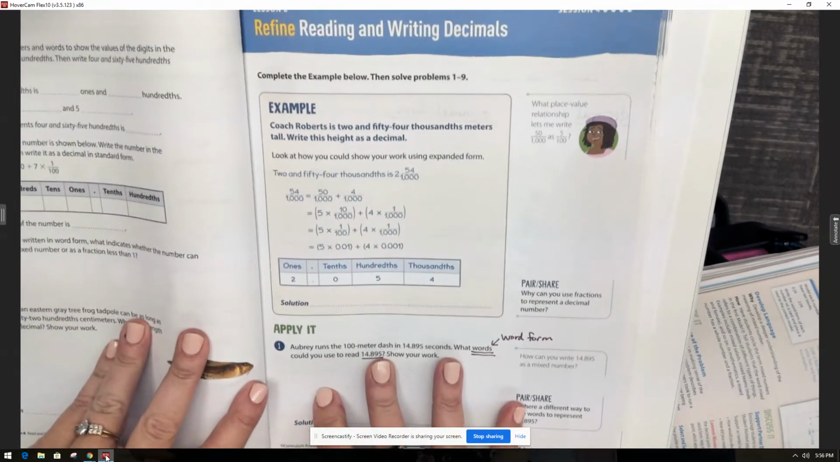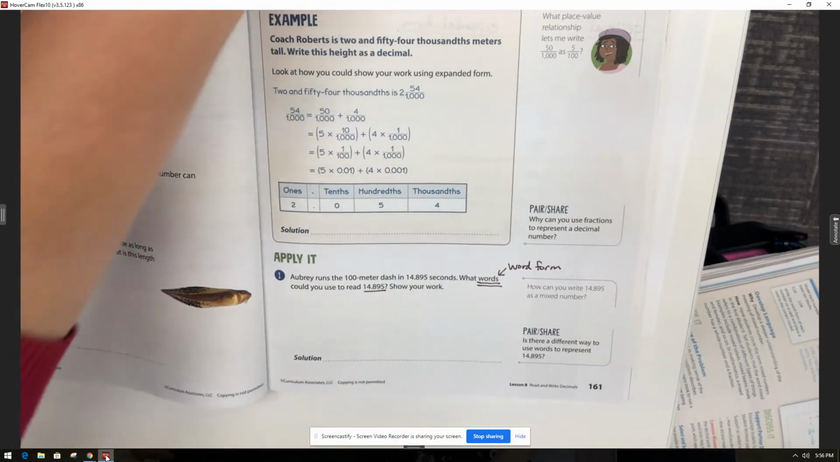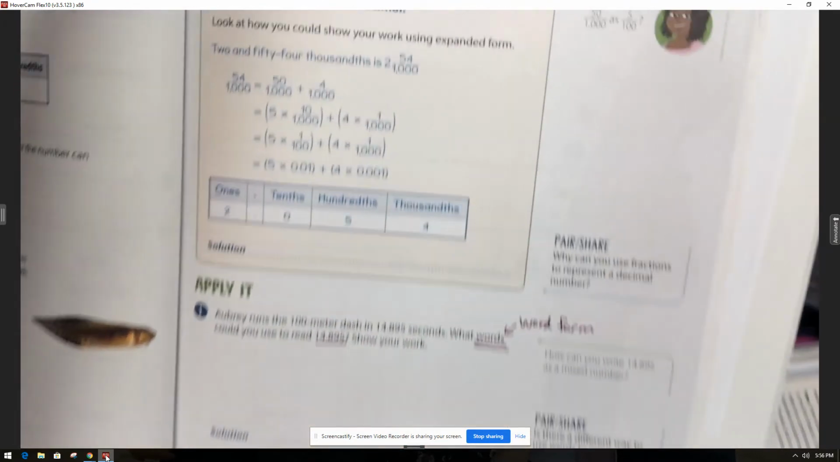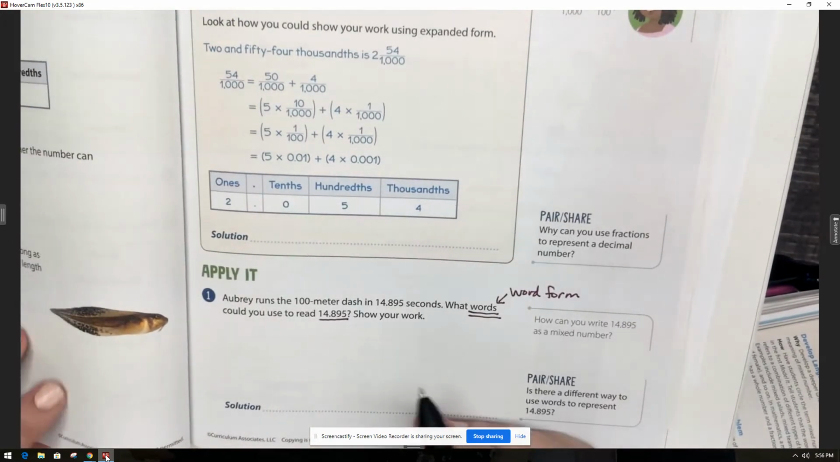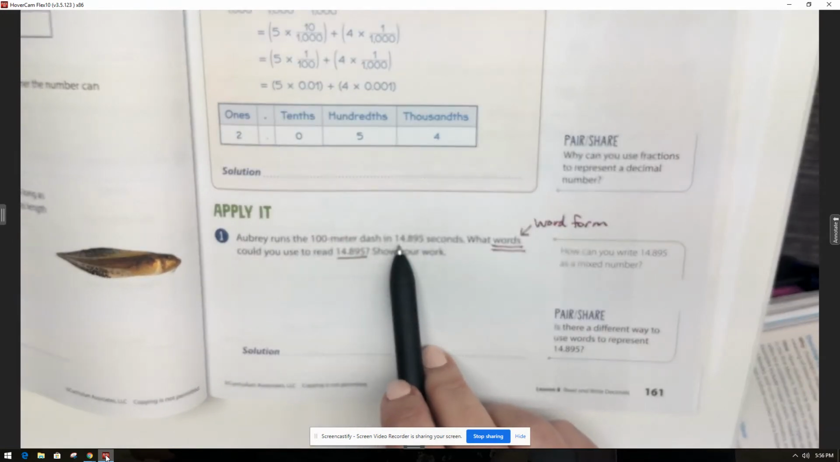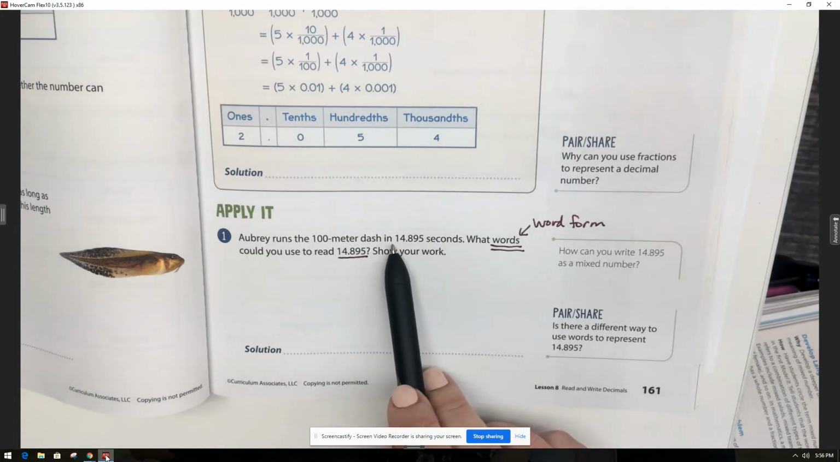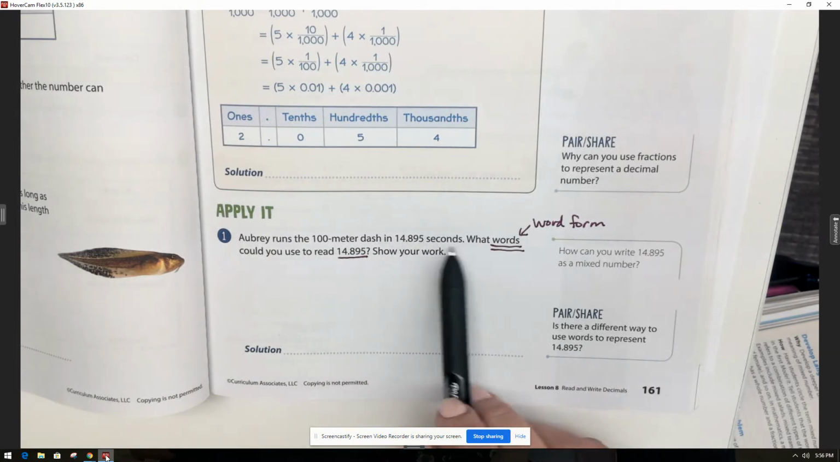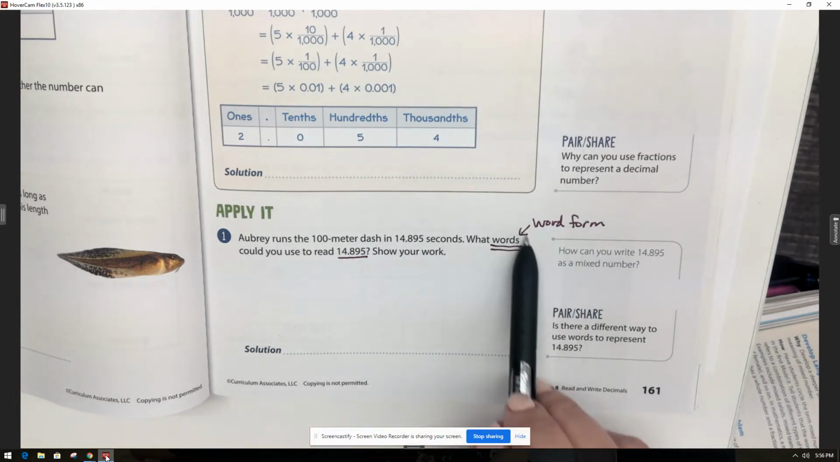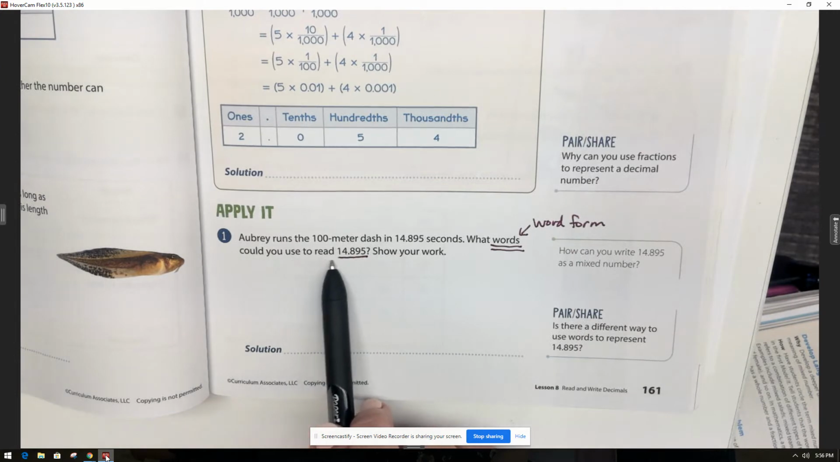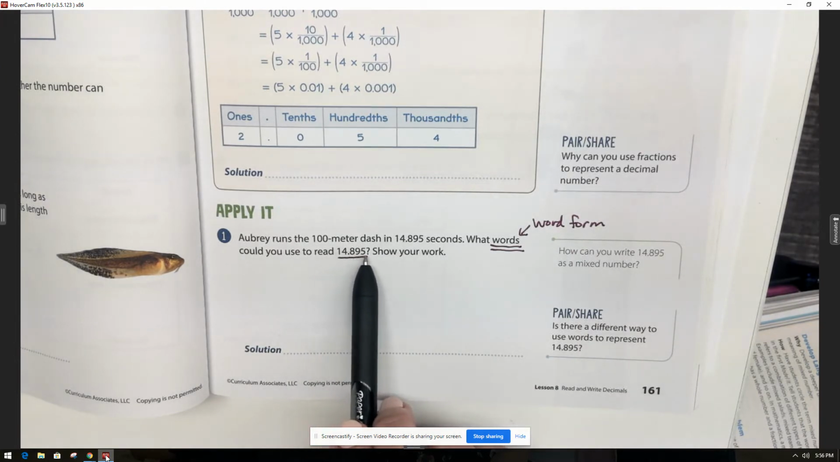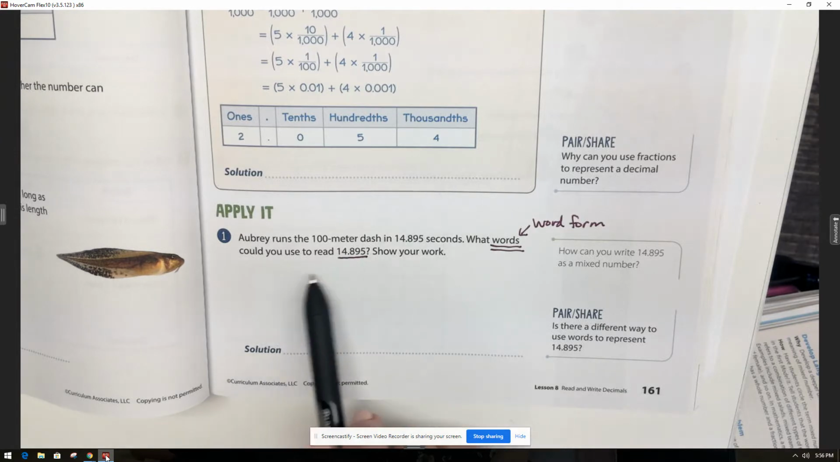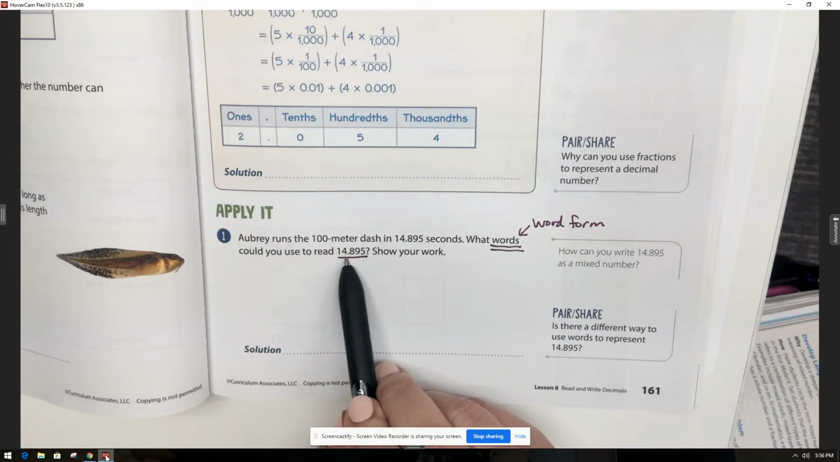Okay, so we're going to go ahead and look at the first problem on page 161. And it says, Abby runs the 100-meter dash in, I'm not going to say it because I want you to know how to do it. So in 14.895 seconds. That is not how you say it, so do not write it like that. What words, so that means we're going to be writing in word form, could you use to read 14.895? Show your work.